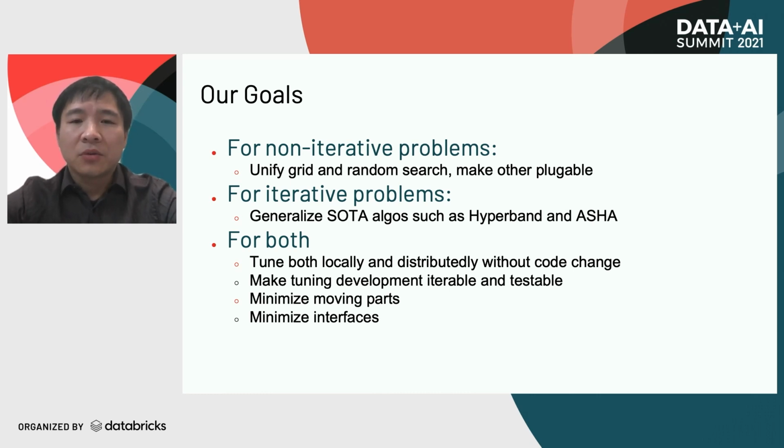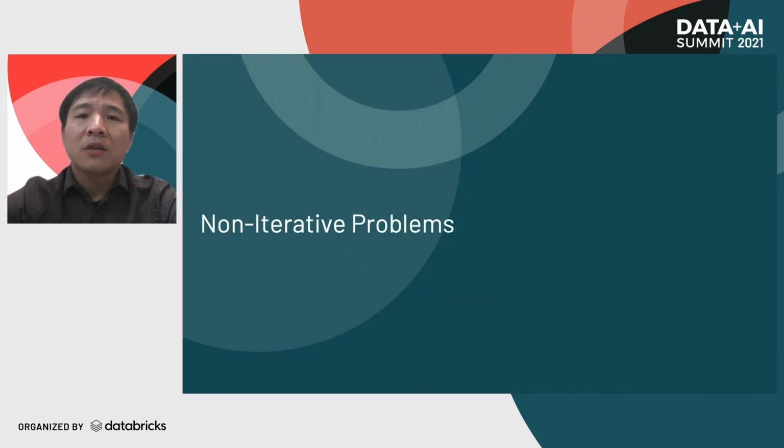Tuning is difficult, so we make the development iterable and testable. We minimize the moving parts. We don't need a database or a queue or array on Spark. We minimize the interface. For majority use cases, you only do single API calls, and Spark and Fugue are totally hidden from you. Now let's talk about non-iterative problems.